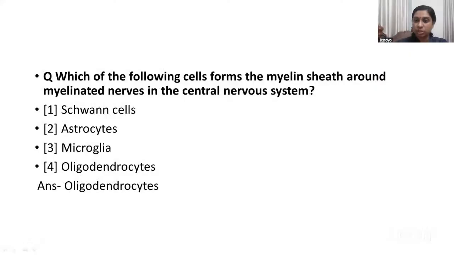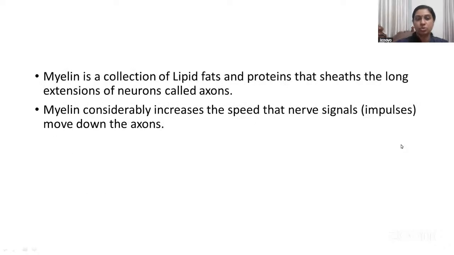The cells which are forming myelin sheath in relation to the central nervous system. So specifically they asked about the central nervous system. There is a peripheral nervous system and there are different cells which make the myelin sheath around the peripheral nervous system. Okay. So what is myelin? Myelin is a collection of lipids, fats and proteins that sheets along the long extensions of neurons which are called axons. Okay, I think you are familiar with the parts of the neuron.